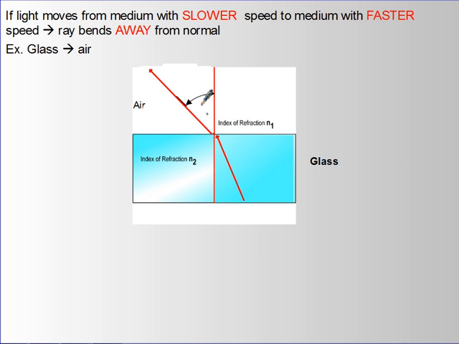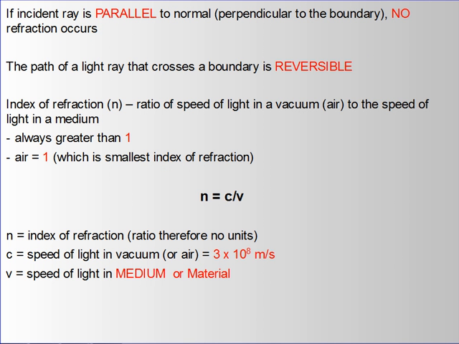Remember, light is reversible. It doesn't matter whether it's coming in from air and going to glass or going from glass to air. These angles are always going to be the same. Now, if the incident rays are parallel to the normal, there's no refraction, because it's just going to go straight down. And as I said, that path is reversible, which just means it doesn't matter which direction you're going.